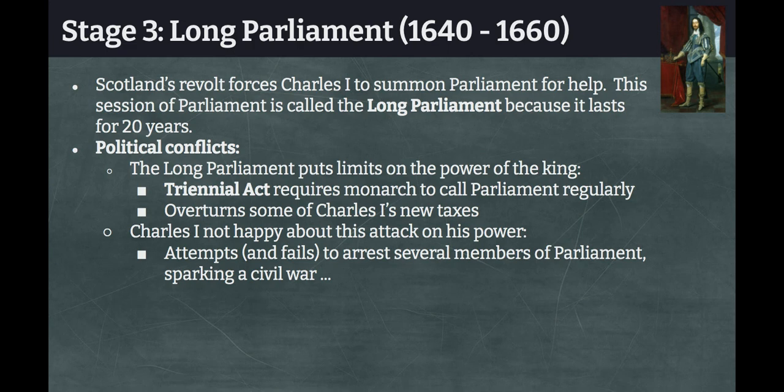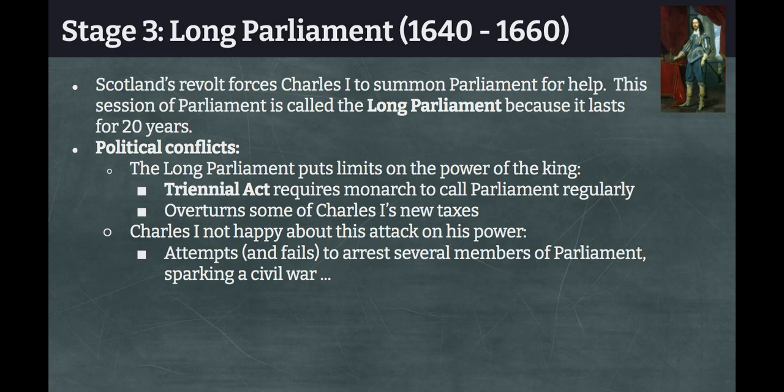But this does not solve any of the conflicts. The Long Parliament, now that they are back in power, are not happy about having been disbanded. So they decide to put more limits on the power of the king. They pass this thing called the Triennial Act, so three years. What that does is it requires the monarch to call Parliament regularly, right? So he can't just disband them and not let them come back whenever he wants. They also overturn some of those taxes that Charles I tried to levy.